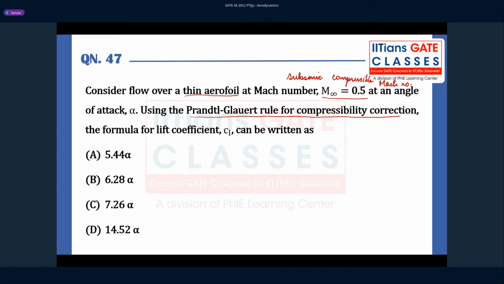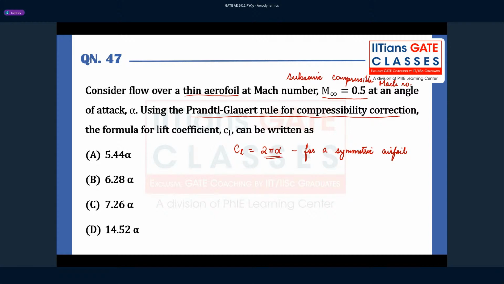So Prandtl and Glauert have in fact given some rules to correct for compressibility in a flow, right? Because thin aerofoil theory assumes only an incompressible flow. So when you do corrections for compressibility, you can modify your thin airfoil theory equations. Now, according to thin aerofoil theory, CL can be written as 2 pi alpha for a symmetric aerofoil.